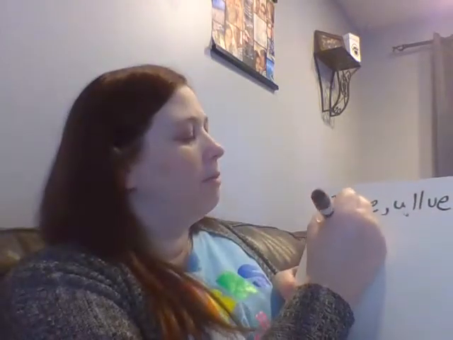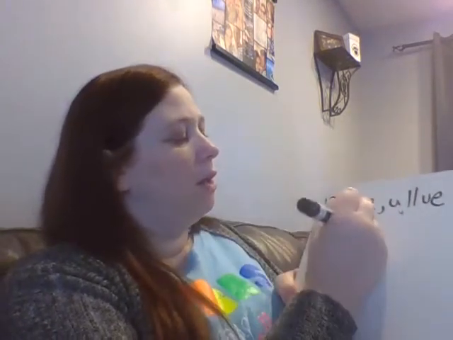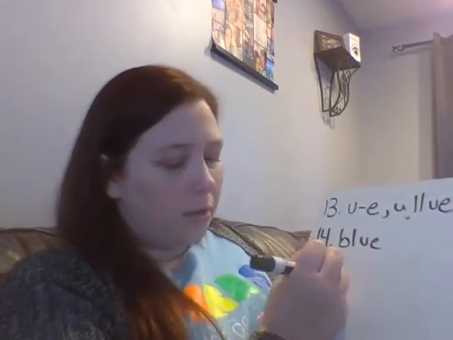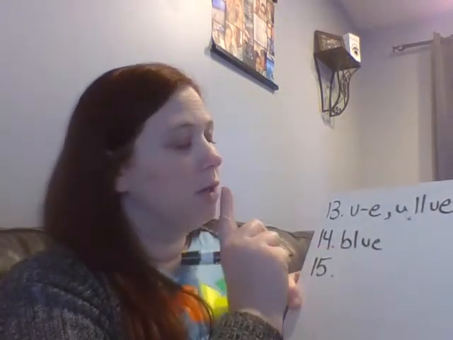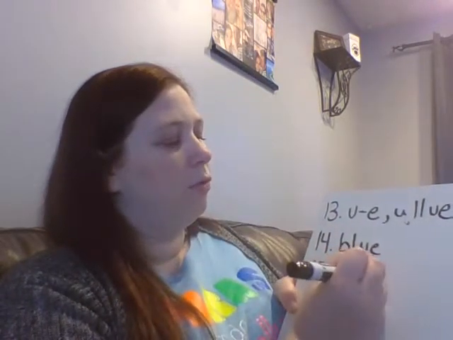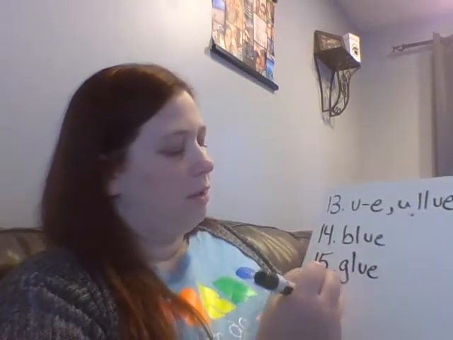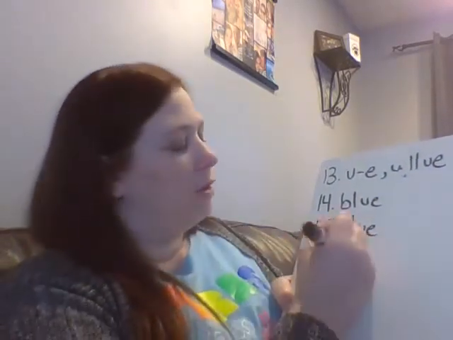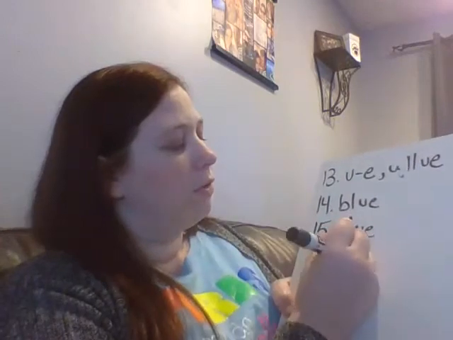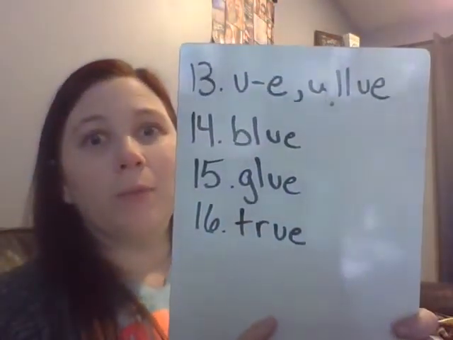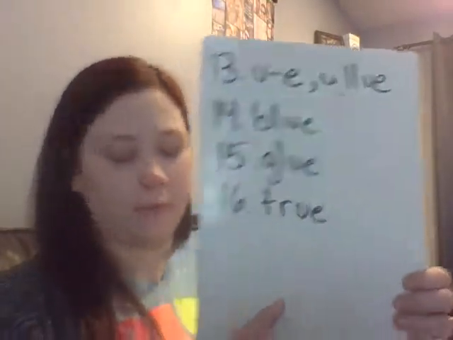All right, number 14, let's spell the word blue. We have B, B, L, and then U, our UE sound. Number 15, we have glue. G, G, L, and then our U sound is the UE. And on number 16, we have true. T, R, and then U. Go ahead and make sure you have these before we move on to coding.